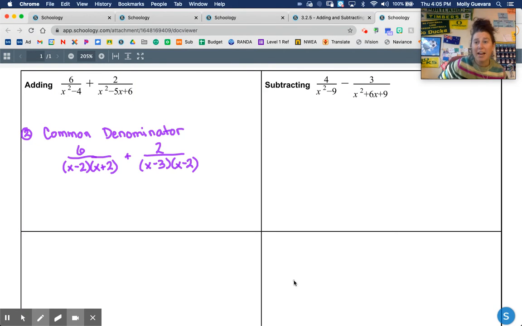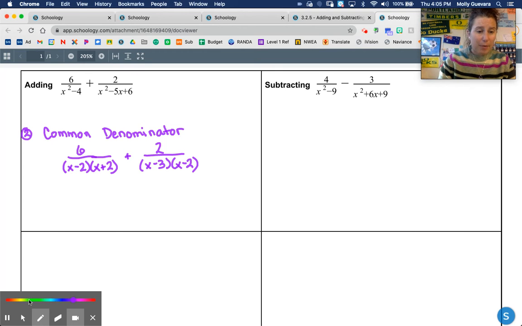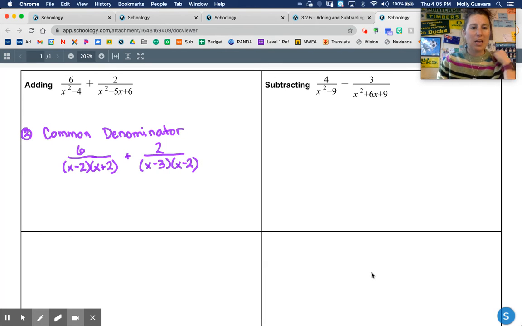Okay, so when we're finding a common denominator, a couple things have to happen. One, I'm only allowed to add things to my fractions. I'm not allowed to take anything away. So when I look here, I notice that I have an x minus 2 in both. That's good, okay? That's a good sign. But over here, I have an x plus 2, and over here I don't.